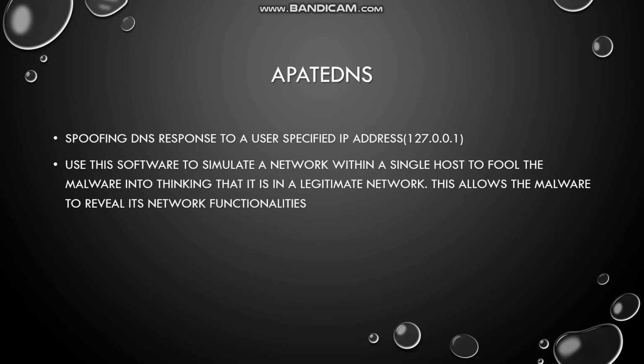Next, we have Apate DNS. Apate DNS spoofs DNS responses to a user's specified IP address, for example a localhost address of 127.0.0.1. The purpose of Apate DNS is to simulate a network within a single host in order to fool the malware into thinking that it is a legitimate network. This then allows the malware to reveal its network functionalities.